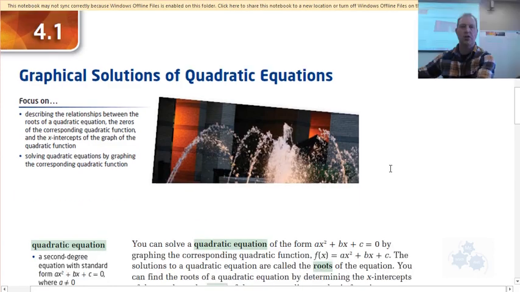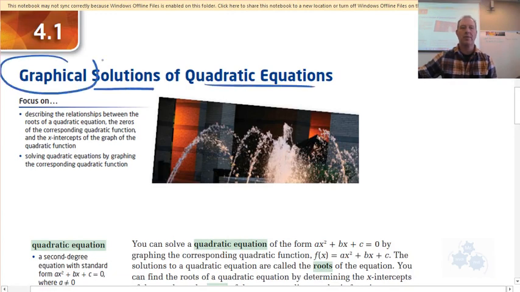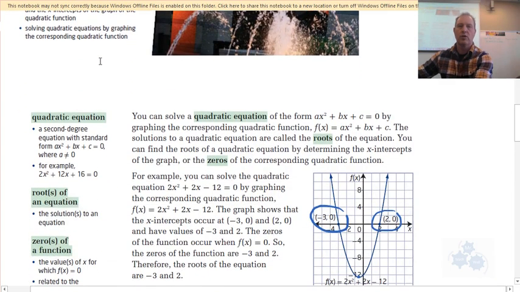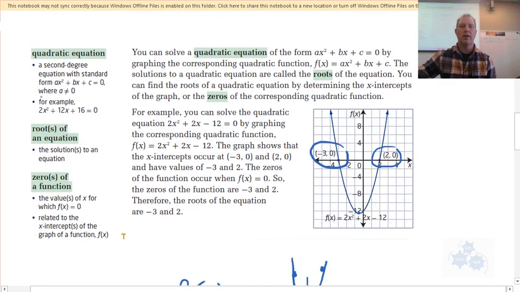In the 4.1 section, we're talking about solving, so that's finding solutions to quadratic equations using graphical methods. So a quadratic equation is a quadratic expression like this equaling some number. That's an equation. Very simple. We can find the solutions to this equation using the graphed form of the corresponding function.